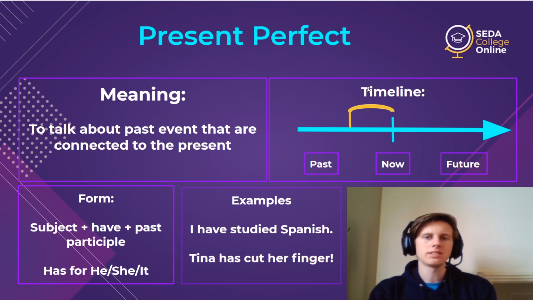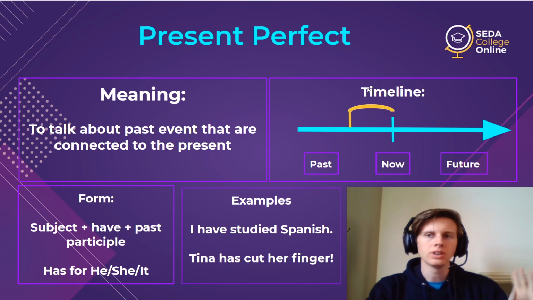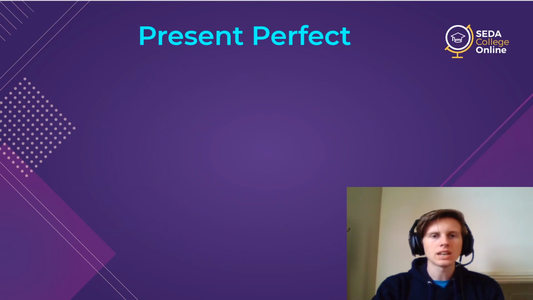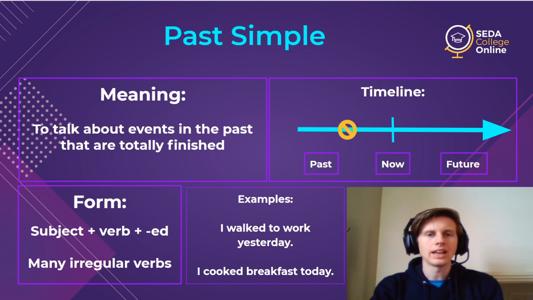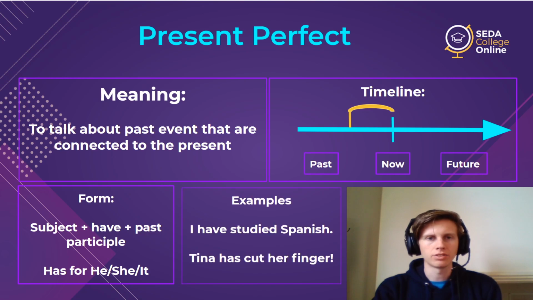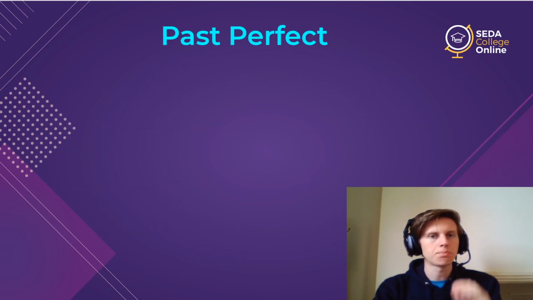Okay, so that's it for the revision. Those are the two verb tenses you really need to keep in your mind for this lesson. Keep the idea of the past simple and keep the idea of the present perfect clearly in your mind for the rest. All right, so the past perfect.